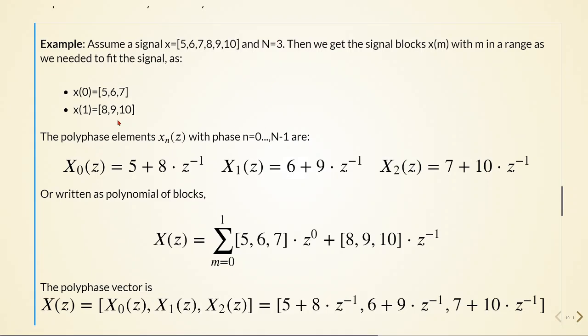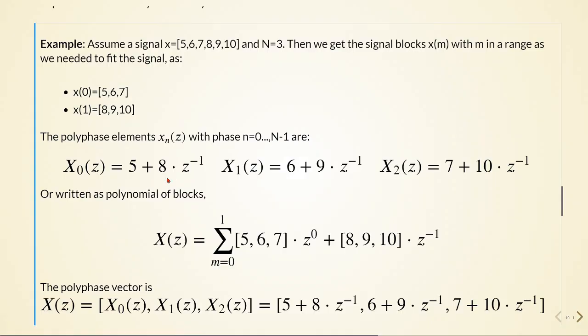So we have n equals 3, so x0 will be 5, 6, and 7, and x1 will be 8, 9, and 10. So the polyphase elements of x_n of z, with phase going from 0 to n minus 1, are given here. So it's n equals 0, n equals 1, and n equals 2, so n equals 3 minus 1, so 2.